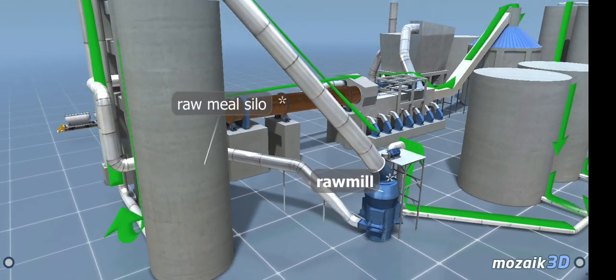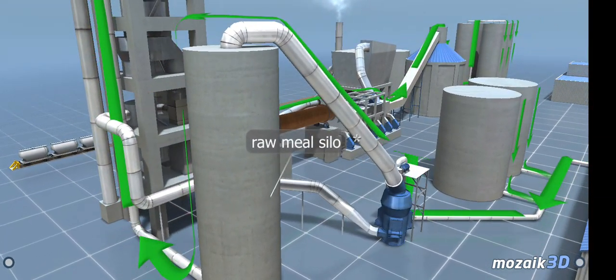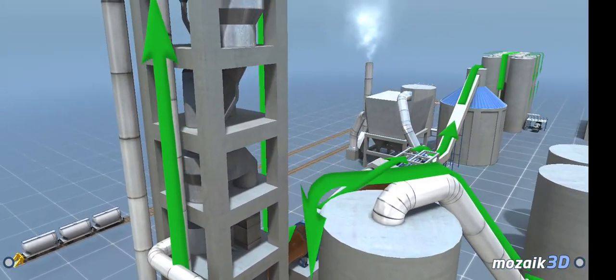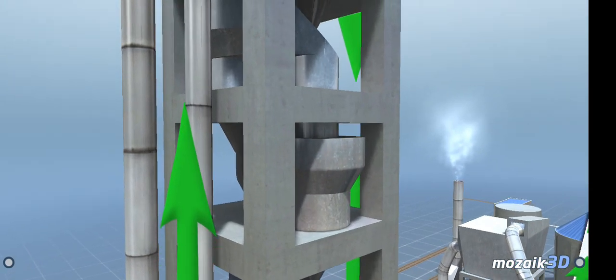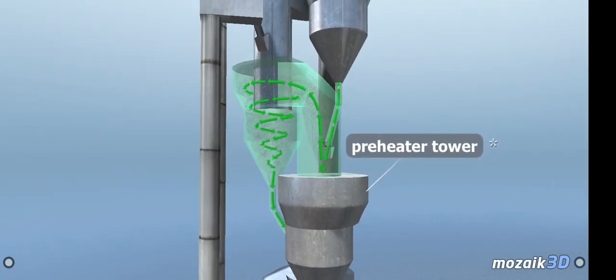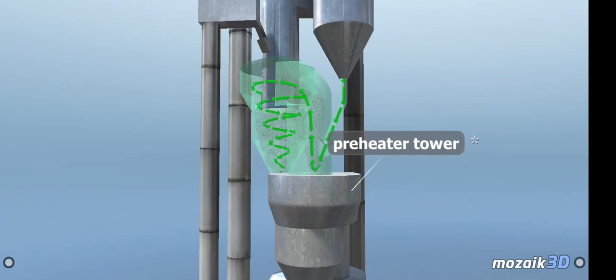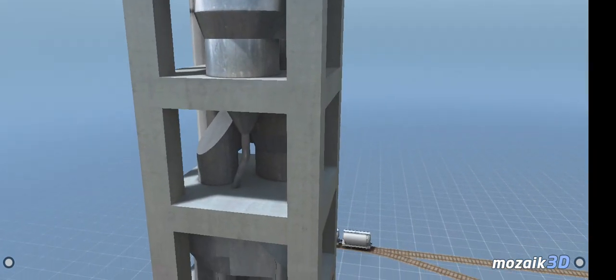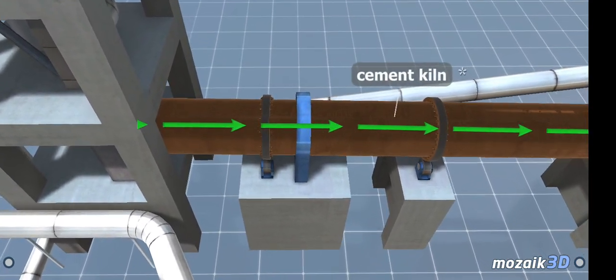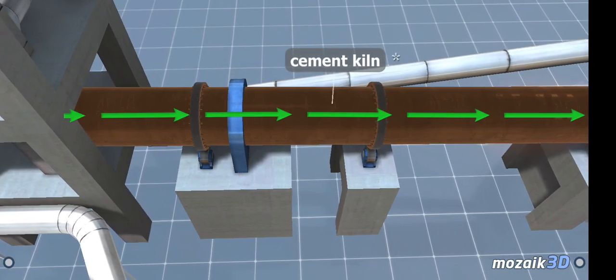The second stage of the cement manufacturing process is the production of clinker. Raw meal is fed into a heat exchanger preheater system where chemical processes start to take place. Then it is transferred to a rotary kiln where it is heated at an even higher temperature. This process produces clinker minerals, which make up cement.